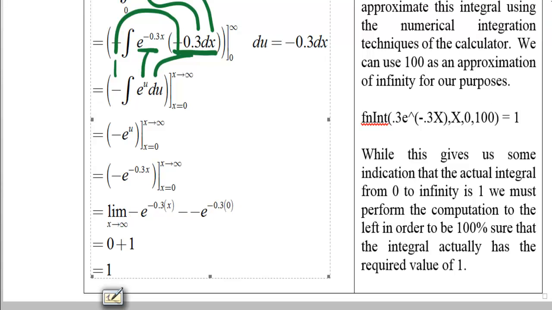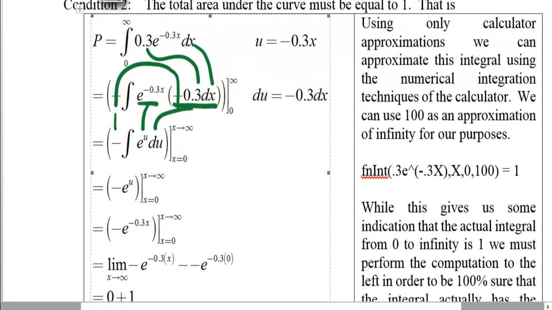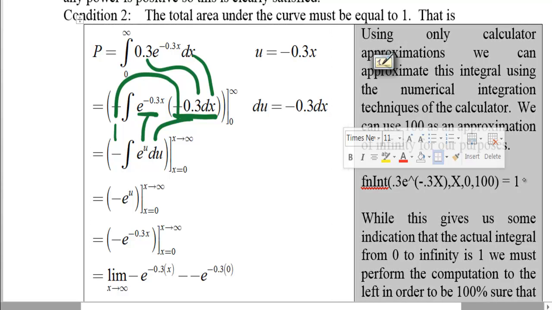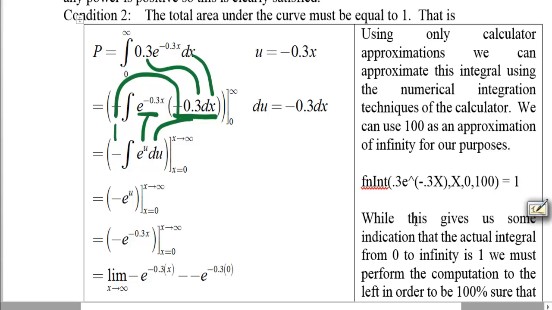Now if you try to do this with your calculator, you can do it. However, what do you have to do? You have to plug in some value for infinity. Here I plugged in 100, and we saw that that integral seemed to be 1, or at least to the limits of the calculator. Now, you can't really plug in infinity in a TI-84 calculator. So what this means is, even though this gives us some pretty good idea right here that that actual integral is 1, you have to do this calculation on the left to be 100% sure.